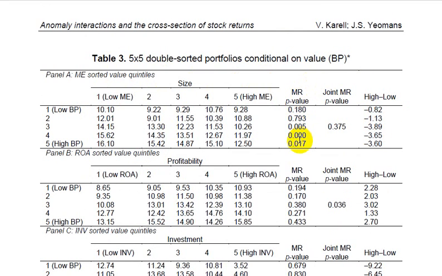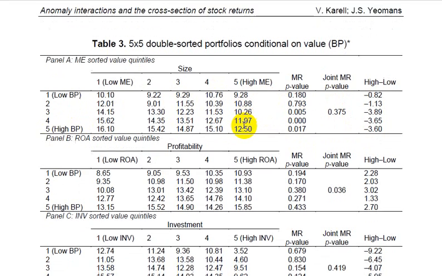And we also see here that there is a monotonic relationship with size even after we control for the value factor. Although we see that this relationship is only statistically significant with the more value companies as opposed to the growth companies, because here the p-values are much smaller. Jointly, it doesn't seem to exist.